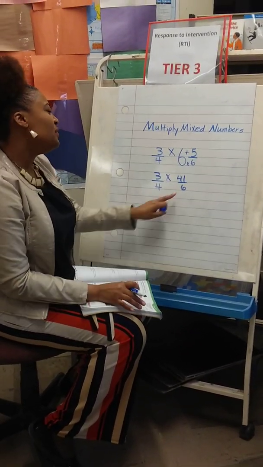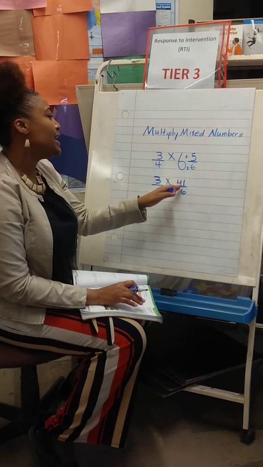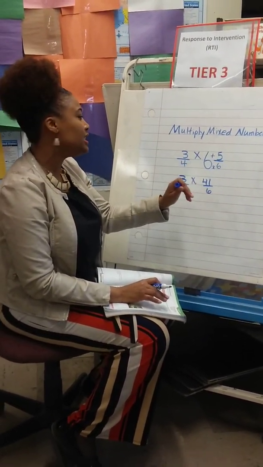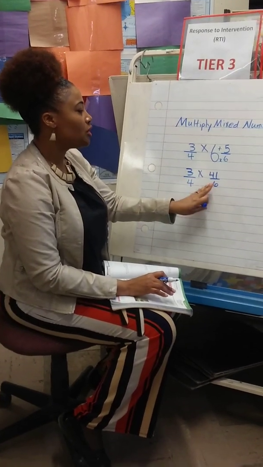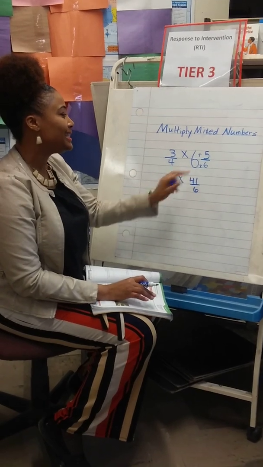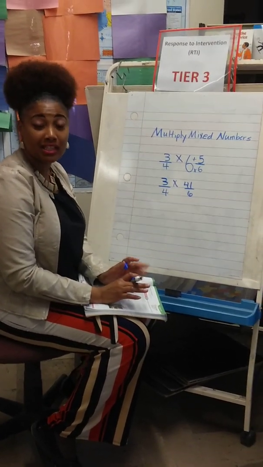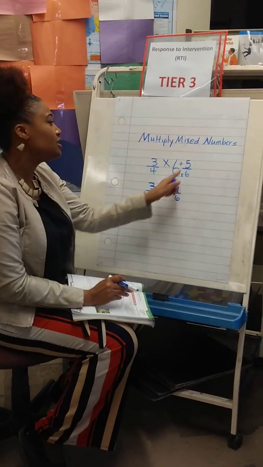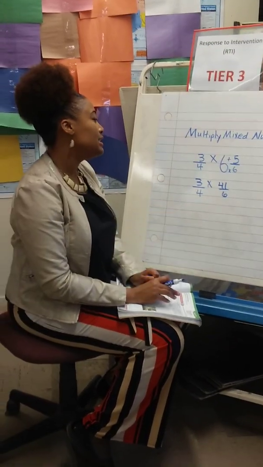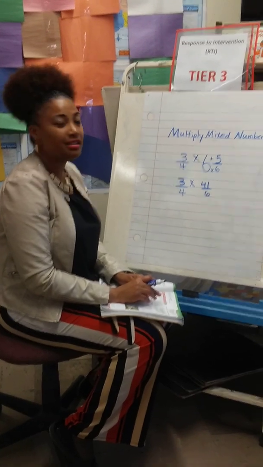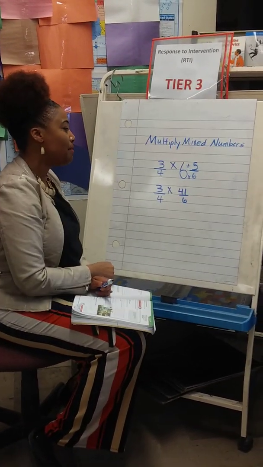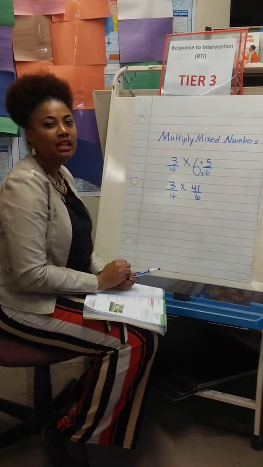All right? If you want to check your work to make sure that 41/6 is equivalent to 6 and 5/6, you can simply divide 41 by 6. Well, 6 will go into 41 6 times, because 6 times 6 is 36, and you have 5 left over, and 5 is the numerator, and of course the denominator stays the same. So we can see that 41/6 is correct. Now that you have the mixed number changed to an improper fraction, it's much easier to multiply.